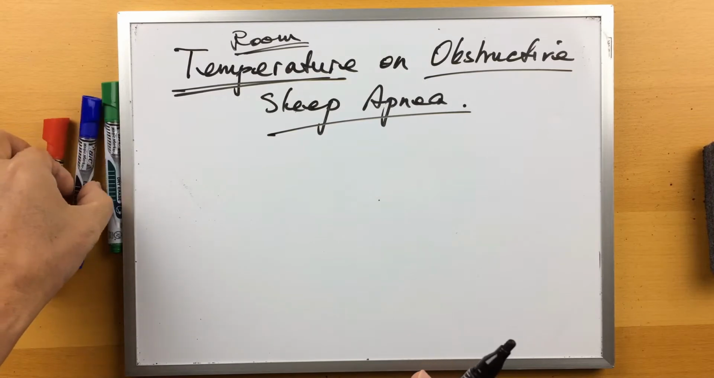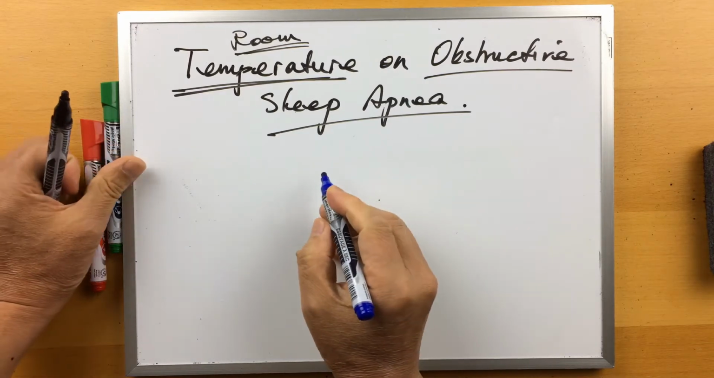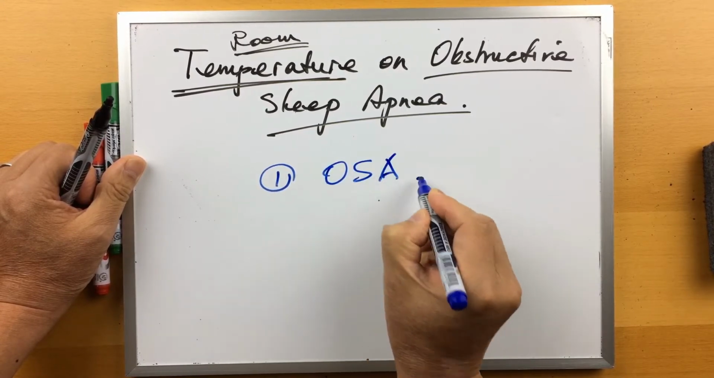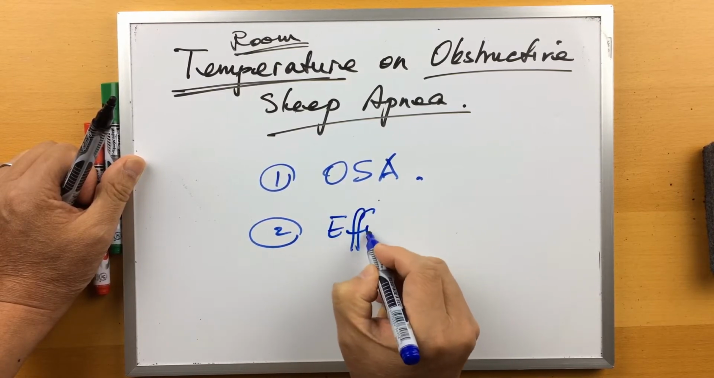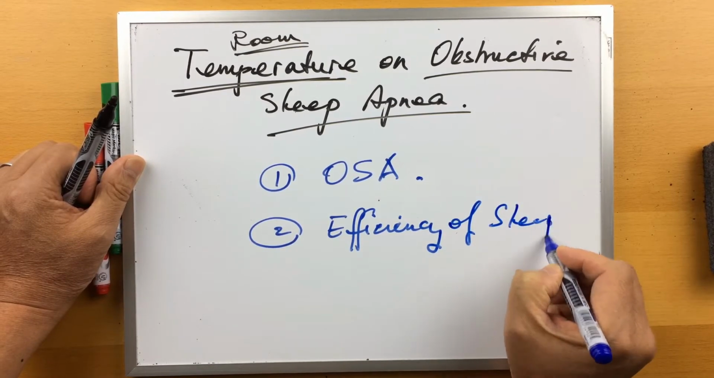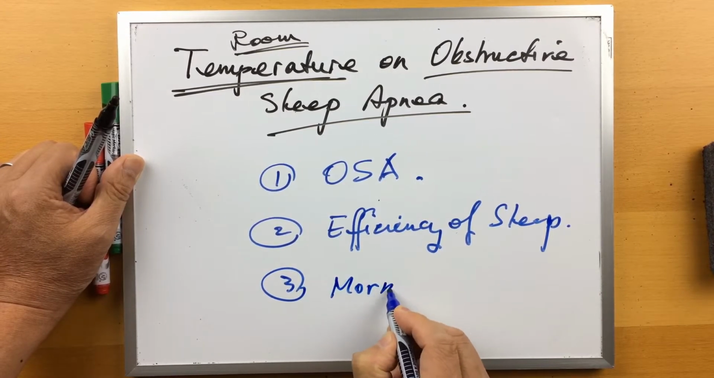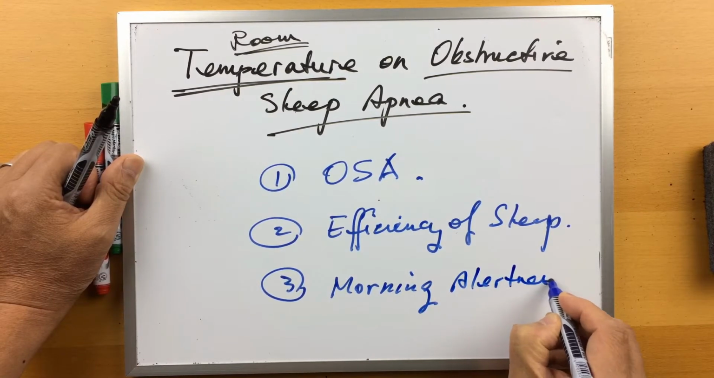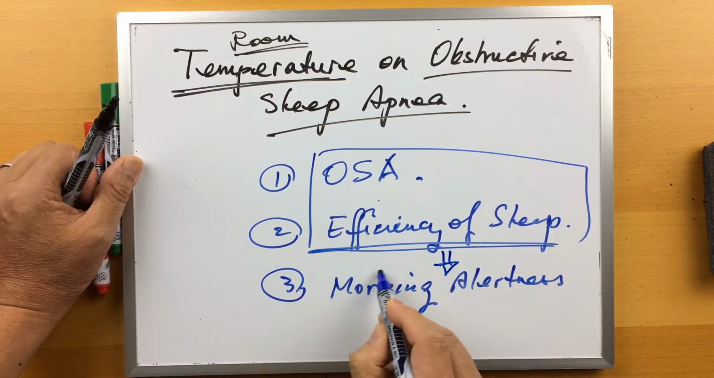Now, the room temperature affects your sleep in two ways. One is it affects your obstructive sleep apnea. Number two, it affects the efficiency of your sleep. The result is your morning alertness. So these two come to this result.